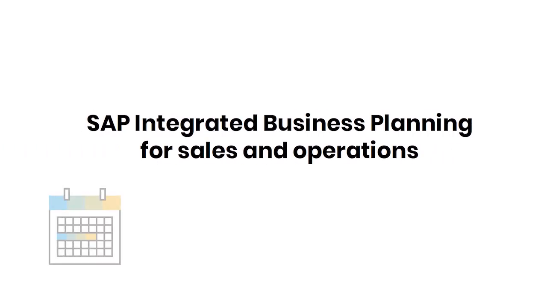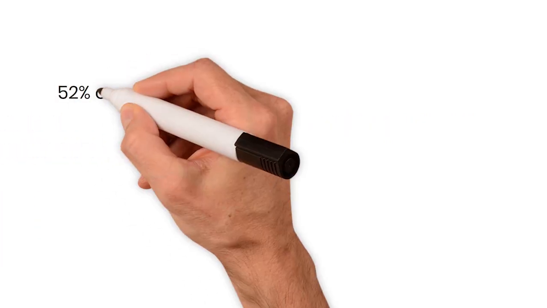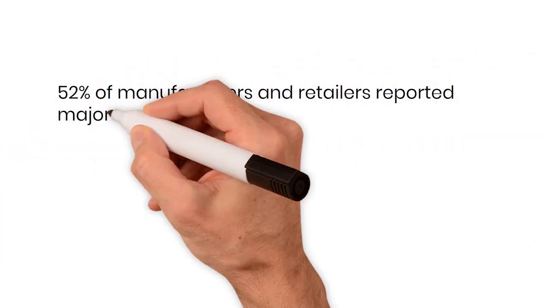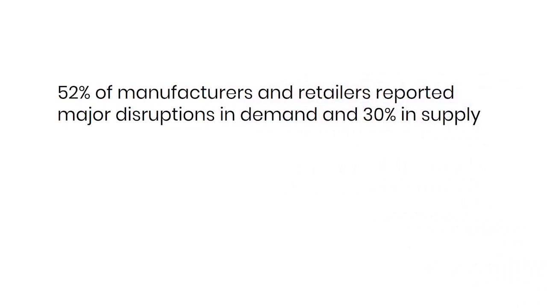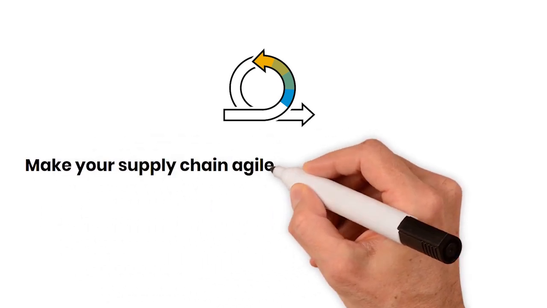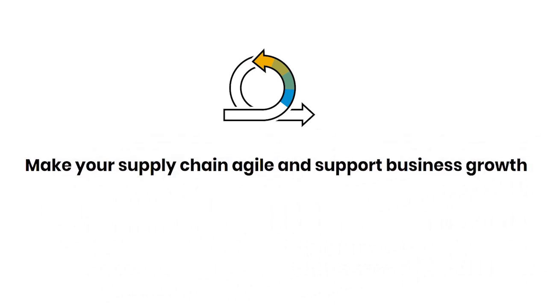Sales and operations planning. Supply chain planners face many challenges today, especially in times of disruption and sitting within complex global supply chains. In a recent survey, it was found that 52% of manufacturers and retailers reported major disruptions in demand and 30% in supply. Companies must rely on supply chain agility. If they are not responsive, somebody else will be.